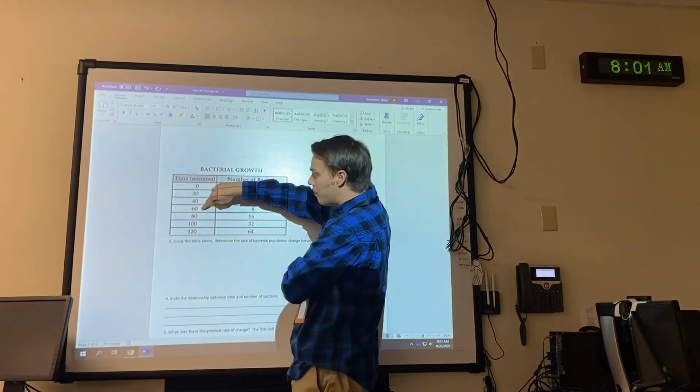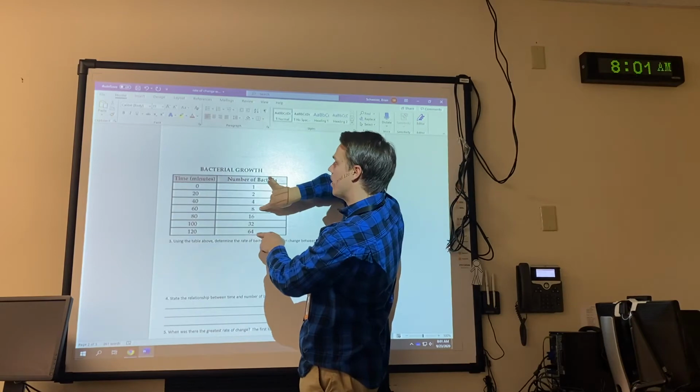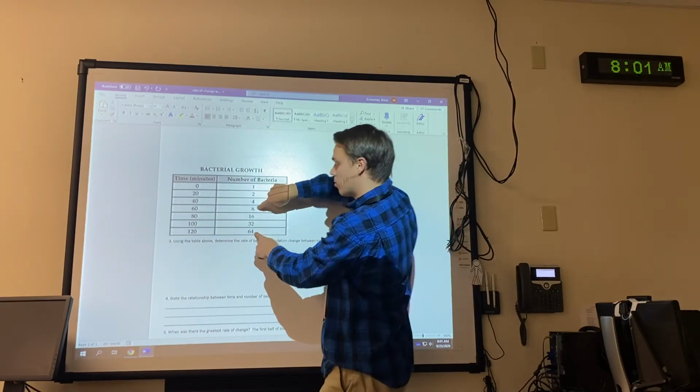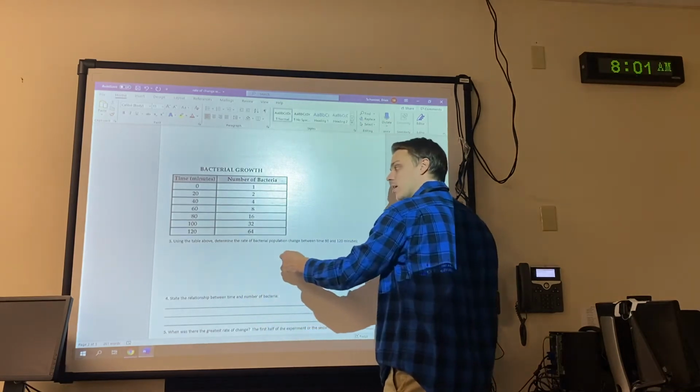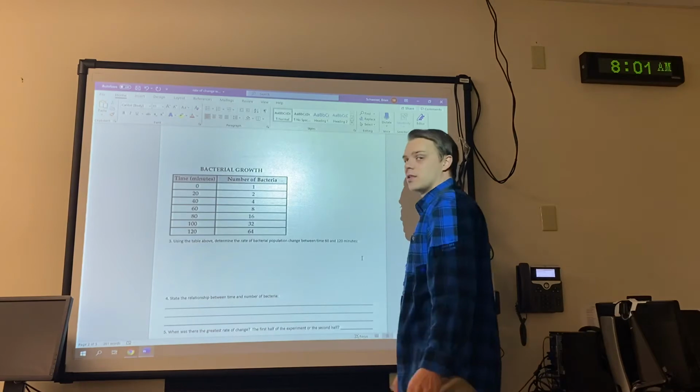But on the top of the equation, that's going to be our change in value. In this case, our value is number of bacteria. So that would be 64 minus 8. So it'd be 64 minus 8 divided by 120 minus 60.